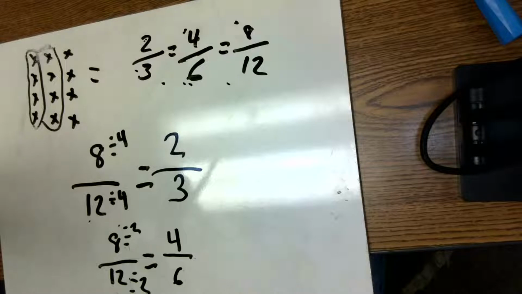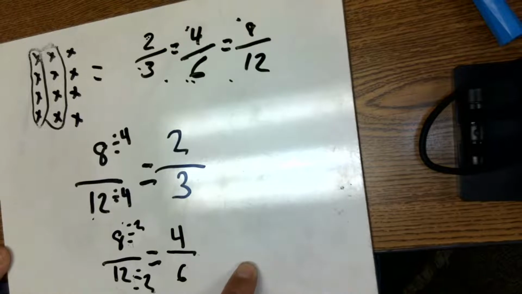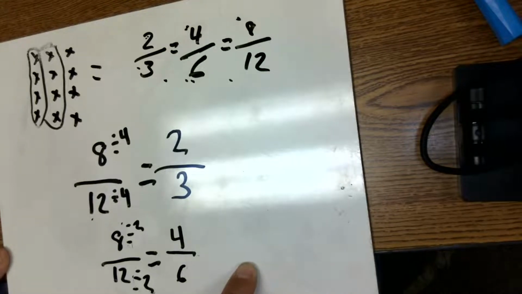Do you see that? So your answer could be 2/3 or it can be 4/6. Okay, that makes more sense now.